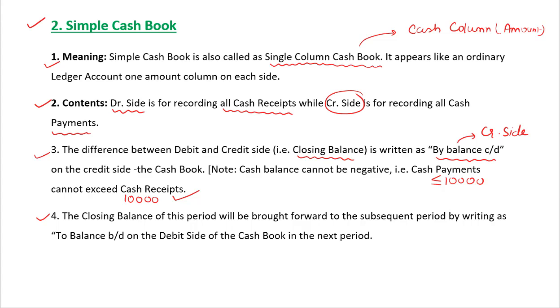The closing balance of this period will be brought forward to the subsequent period by writing as to balance brought down. So it's quite simple. Over here we had closed it. So in the next period we'll continue, but this is the opening balance. This will work as an opening balance in the next period. Let's continue.